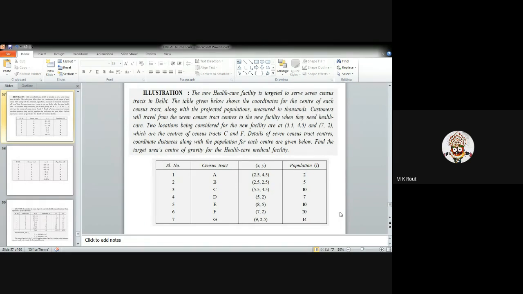Is it clear to all? Just note down whatever data is given in the table format. We have 7 census tracts, A, B, C, D, E, F, G, and their X coordinates are given, and their populations L are given: 2, 5, 10, 7, and the next one is 20 and 14. Just note down.